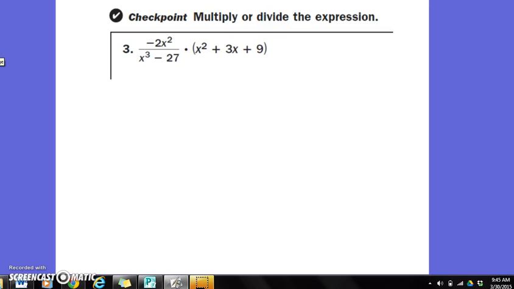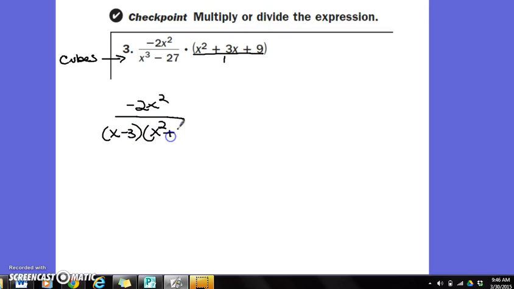All right. This is a multiplying one. Pretty easy. Make sure that's over 1. This is cubes again. Remember, you need to learn how to do cubes. So it's negative 2x squared. This is going to be x minus 3 times x squared plus 3x plus 9. Over here, just multiply x squared plus 3x plus 9. It's over 1. Numerators times numerators, denominators times denominators.